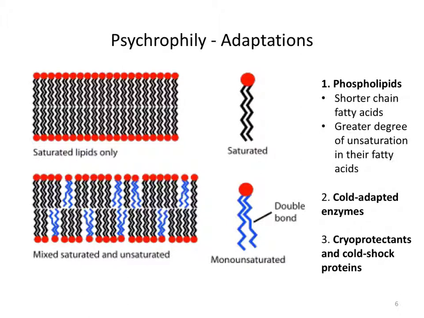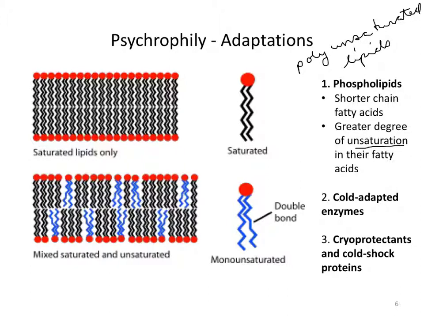If you look at the molecular adaptations that psychrophiles have, they can be described as three major adaptations. They have different phospholipids, they have cold adapted enzymes, and they have cryoprotectants and cold shock proteins. So their phospholipids tend to have relatively short chain fatty acids and a much greater degree of unsaturation. In fact, there have actually been microbes isolated from Antarctica that make what are called polyunsaturated lipids, the only ones found on Earth that can do that.